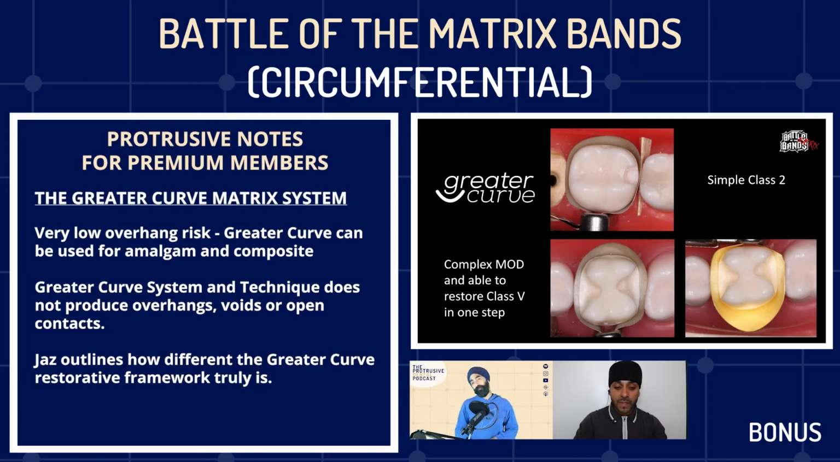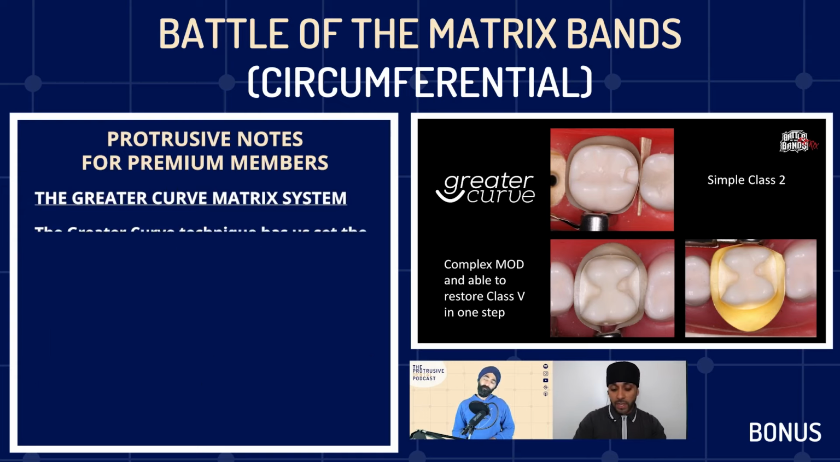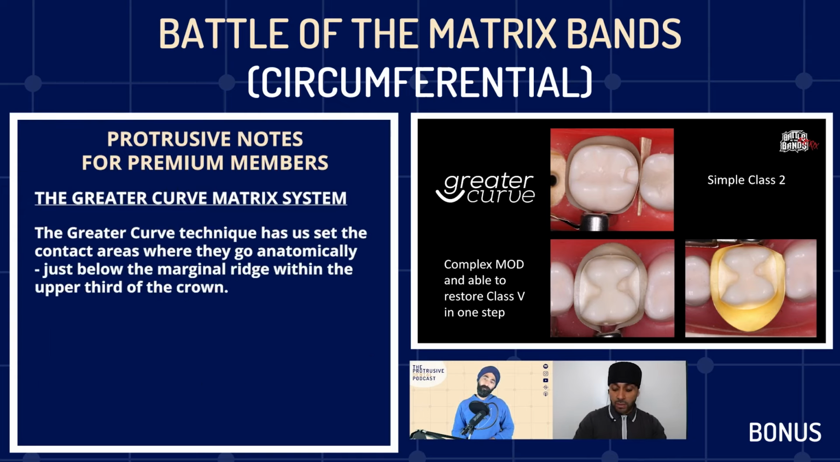Well, it certainly is, right? I think a lot of the greater curve restorative framework is a bit alien to most, because how many people use circumferentials for every class of cavity? Not many, aside from weirdos like me. But yes, that's a bit of an alien technique too. What we're advocating is that we set the contact areas where they go anatomically, just below the marginal ridge, in the upper third of the crown, and typically they'll be anywhere from 1 mil by 1 mil or 2 mil by 2 mil.